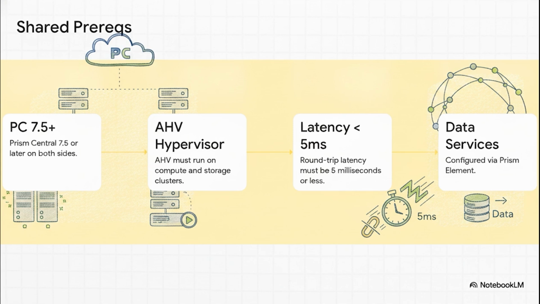Third, and definitely flag this one for the exam, the round-trip latency between those clusters has to be 5 milliseconds or less. That is a hard limit. If it's higher, VM creation will outright fail, just to prevent terrible performance. And finally, you have to have a data services IP configured via Prism Element to handle all that cross-cluster communication.